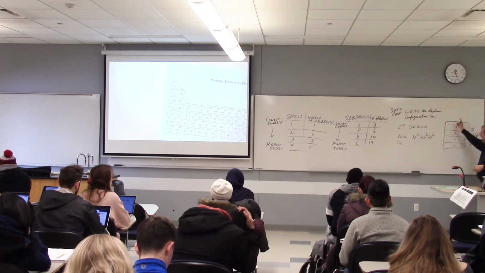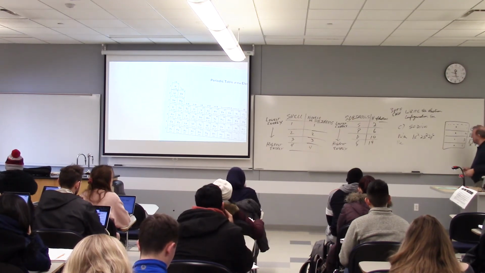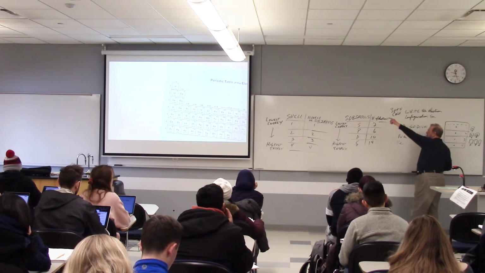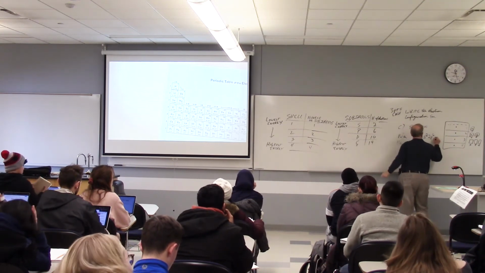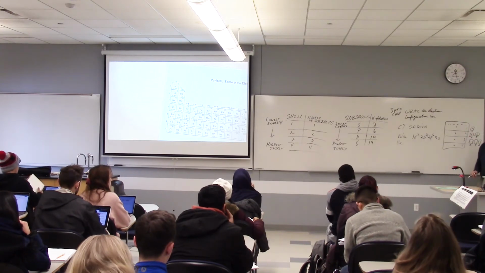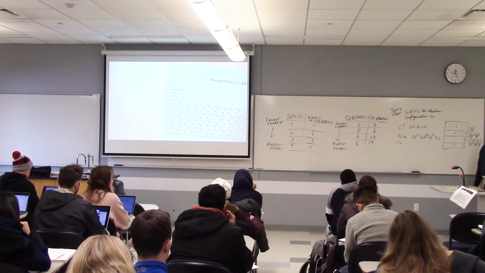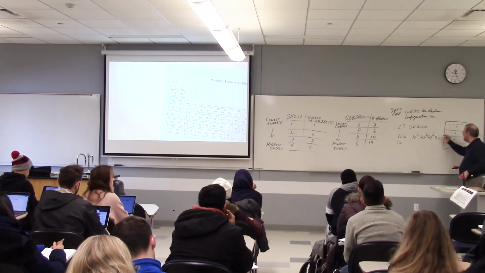What do I do? I go to the next shell, which is 3. Think of it like a drawer. And what's the first subshell of 3? 3s. And in 3s, I can put how many electrons? 2. But how many do I have to go? 1 more.